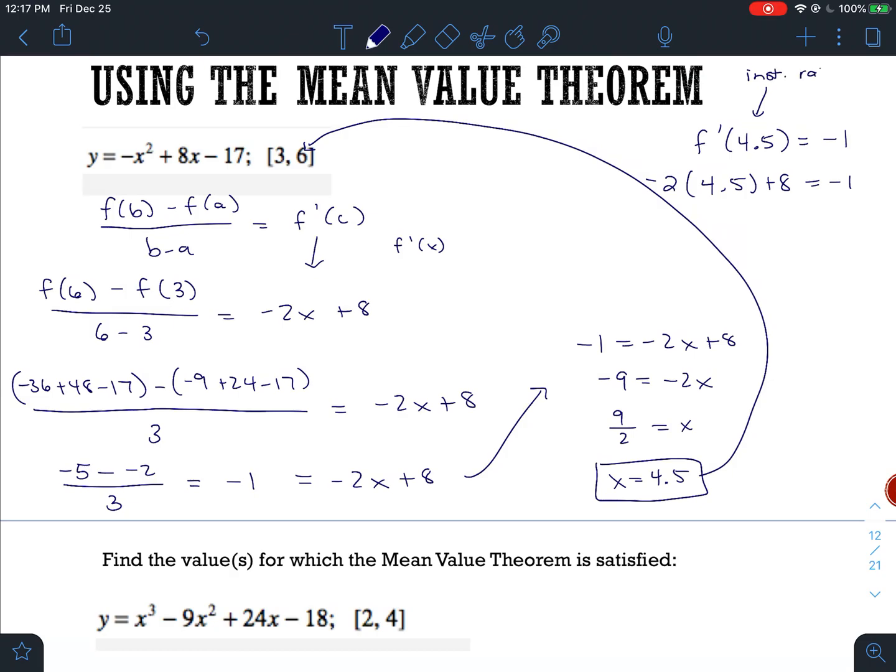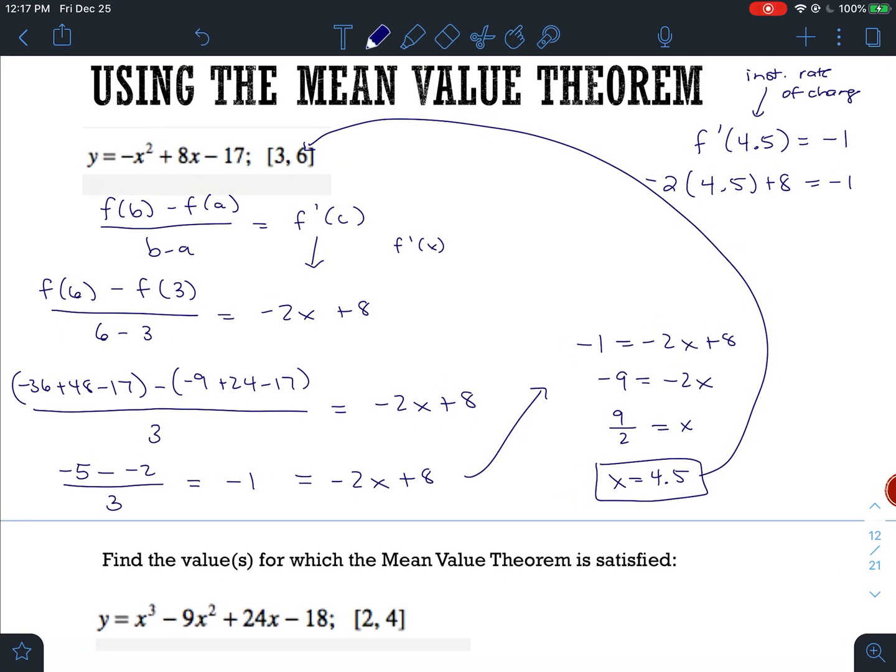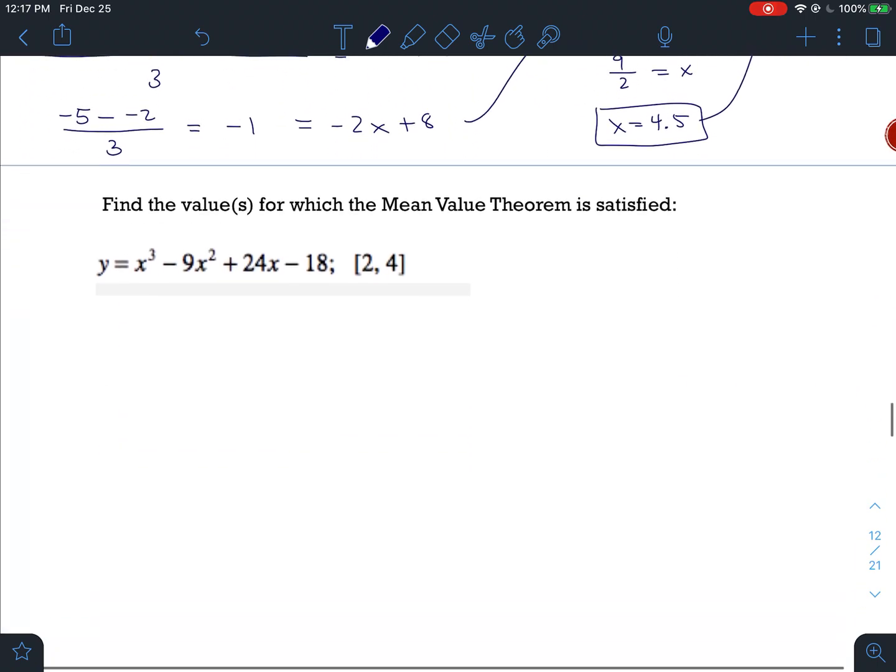So the instantaneous rate of change, which is the derivative, is going to equal the average value, f of b minus f of a over b minus a, at x equals 4.5, which is on the interval 3 to 6. And so that's the mean value theorem. The instantaneous rate of change will equal the average rate of change somewhere on that interval.